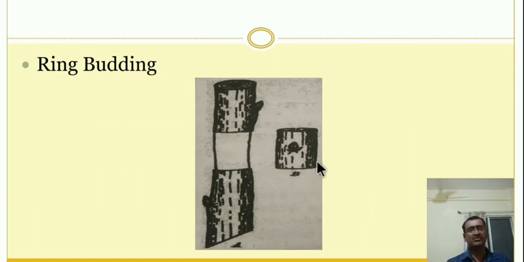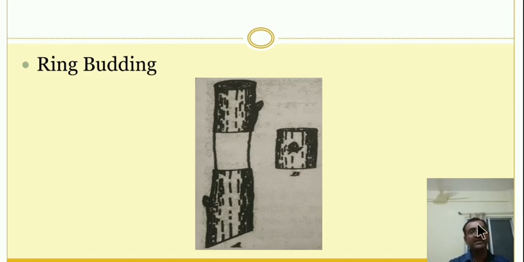As shown here, the bud along with the ring of the bark, this whole ring of bark, is removed from the bud stick and then placed on the rootstock. This is the rootstock, and from the rootstock the bark region is totally removed. This is the bark region of another plant, the scion. That bark is removed, but that bark has a bud on it.